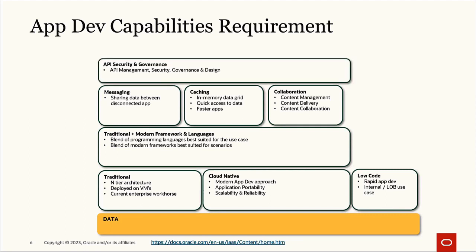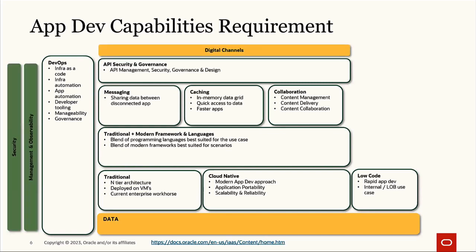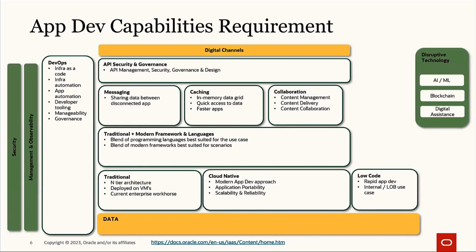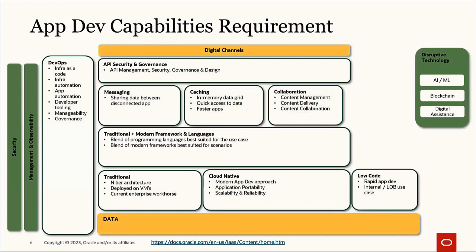Security and governance, of course, is a critical factor. We want to make sure that our application is secure, that our footprint is protected in the cloud. And obviously, there's some of the operating capabilities, whether that's infrastructure as code, app automation, manageability, and of course, governance there as well. It's a massive list of items there.